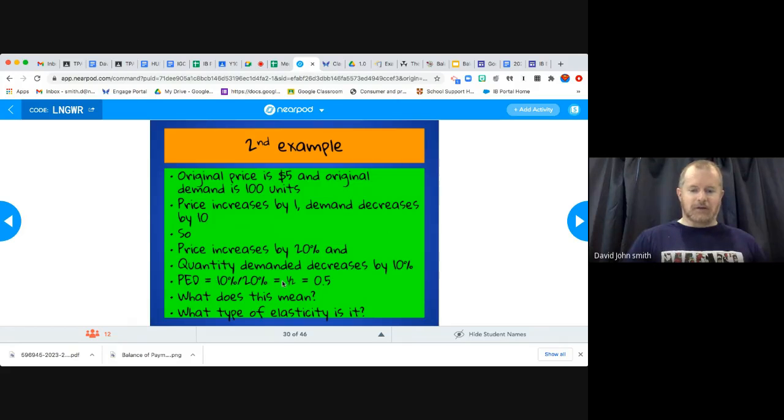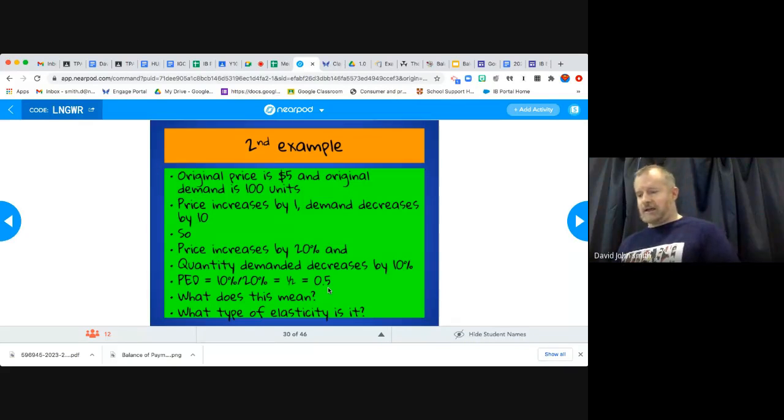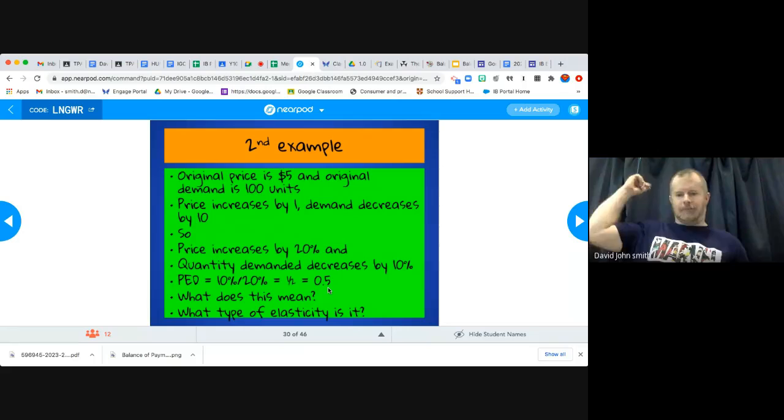So 10 over 20, if we break that down as a fraction, it becomes half or 0.5. So what does that mean? What type of elasticity is this if it is 0.5? All right, so I'm going to give you about 30 seconds. And what I'd like you to do is to try and figure out what does a PED calculation of 0.5 mean? What type of elasticity would it be? Ready? 30 seconds from now.